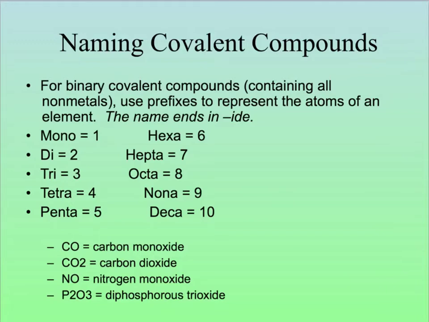Now, we don't say monocarbon because if the first element only has 1, you don't put a prefix in front of it. So CO2 is carbon dioxide. NO is nitrogen monoxide. And P2O3 is diphosphorus trioxide. Now, because there are 2 phosphorus, we do put a prefix in front of that one. You just don't put a prefix if the first element only has 1.